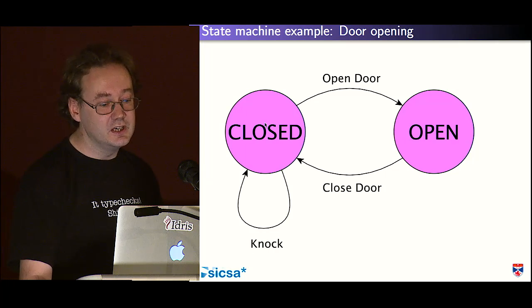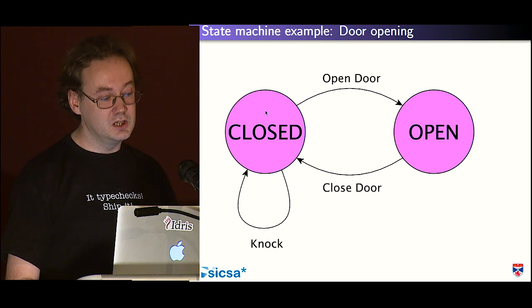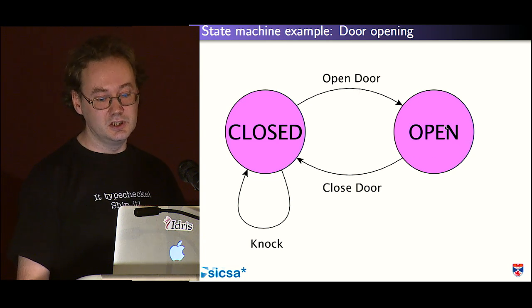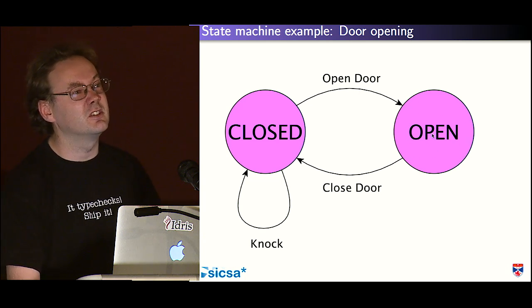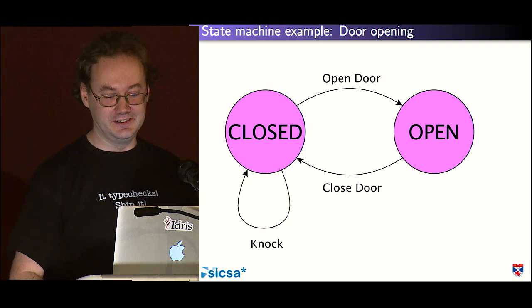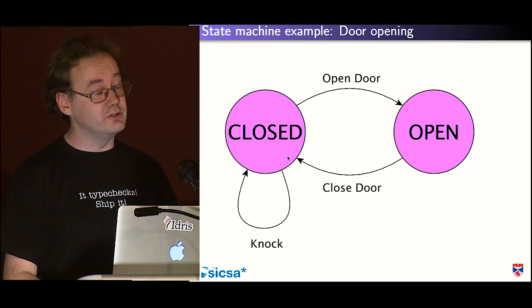A door can either be in the open state or the closed state. So we'll start in the closed state. If the door's closed, we're allowed to knock on it, but that doesn't change the state. And if the door's closed, we're allowed to open it, and that changes the door state to open. This particular door, you're not allowed to knock on it if it's open. So this is a sliding door, so the door vanishes. And if the door's open, you're allowed to close it.